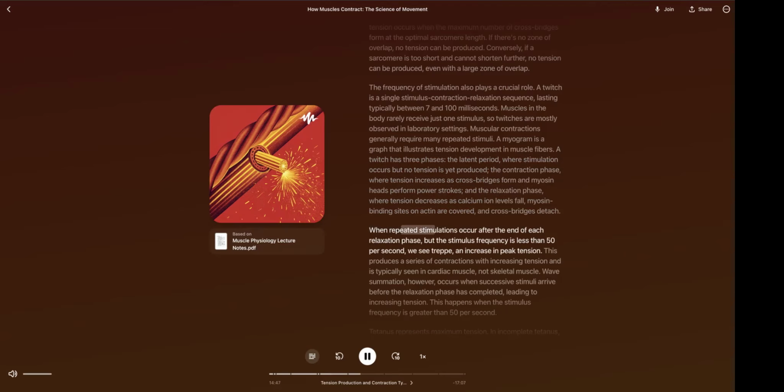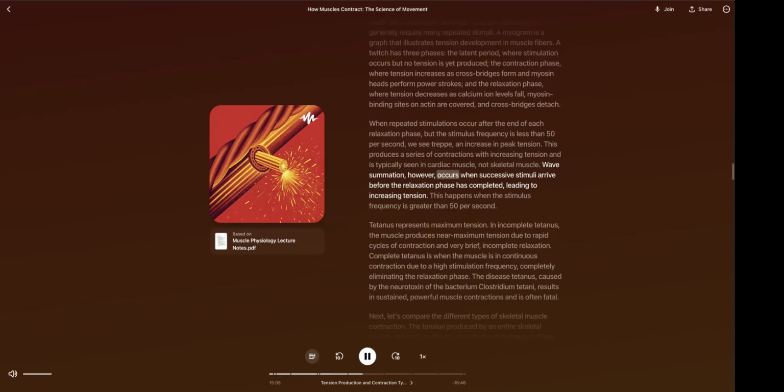When repeated stimulations occur after the end of each relaxation phase, but the stimulus frequency is less than 50 per second, we see treppe, an increase in peak tension. This produces a series of contractions with increasing tension and is typically seen in cardiac muscle, not skeletal muscle. Wave summation, however, occurs when successive stimuli arrive before the relaxation phase has completed, leading to increasing tension. This happens when the stimulus frequency is greater than 50 per second.